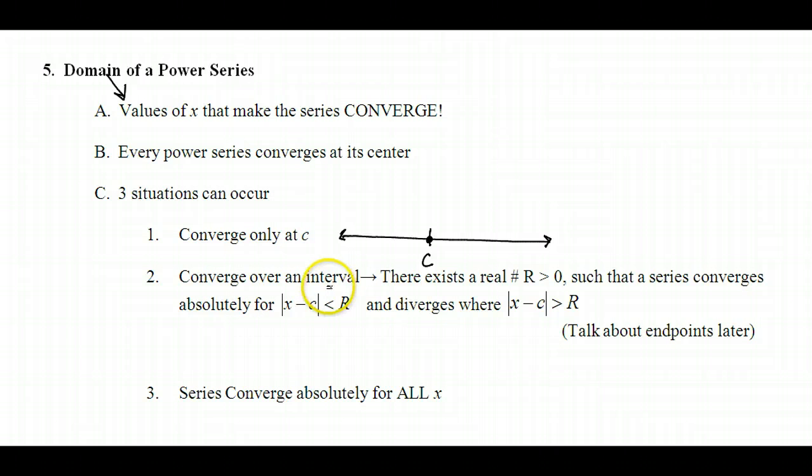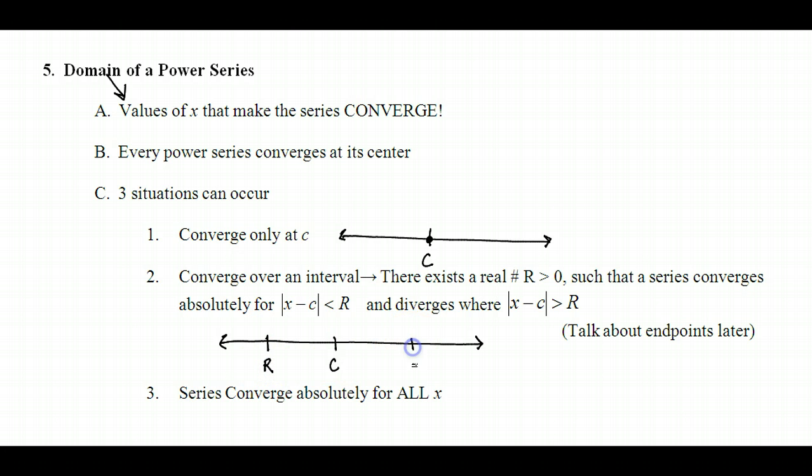Or it can converge over an interval. And in this situation, there exists a real number r greater than 0, such that the series converges absolutely when the absolute value of x minus c, that's representing the center, is less than r, and it will diverge when the absolute value of x minus c is greater than r. And here I said we'll talk about endpoints later. But basically that r, which I don't love that they made it a capital R, does represent your radius, and usually with radius we use a lowercase r, but for this particular section they always used a capital R. So here's our center, and then basically we're going to create an interval.